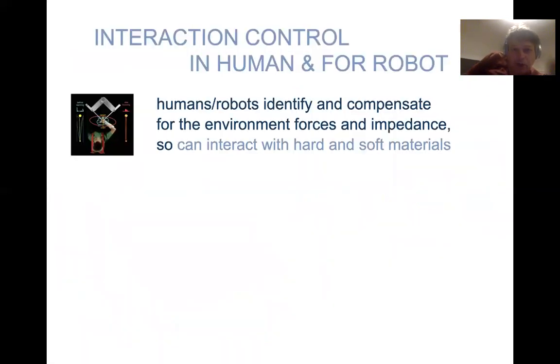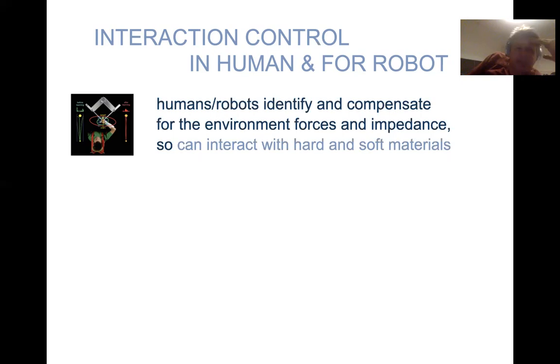So it seems that this optimal information and effort model is successful in predicting how subjects adapt to visual and haptic noise. As a summary of the presentation, we see that humans identify and compensate for the environment force and impedance. And it's great because in this way they can interact with hard and soft material, and robots can do the same. This is also interesting because if you adapt to the dynamic environment, like when you move inside water or in the air, then the higher level of motion planning can neglect this dynamic interaction, because you adapt and you can always use the same motion planning at the higher cognitive level.